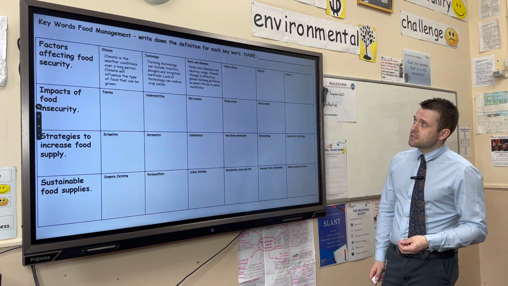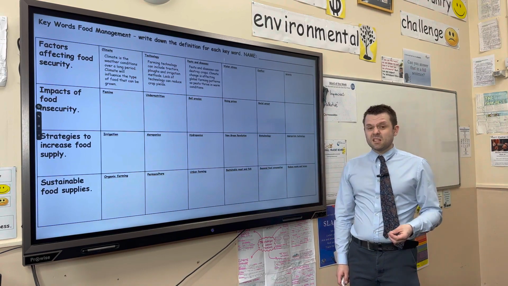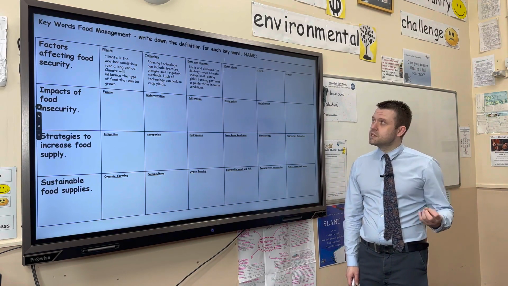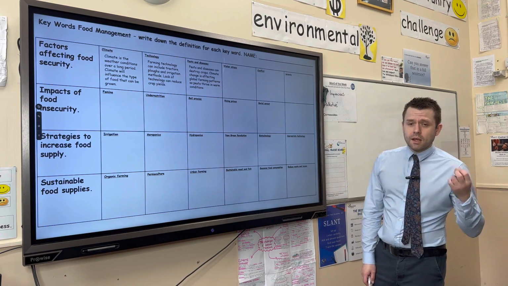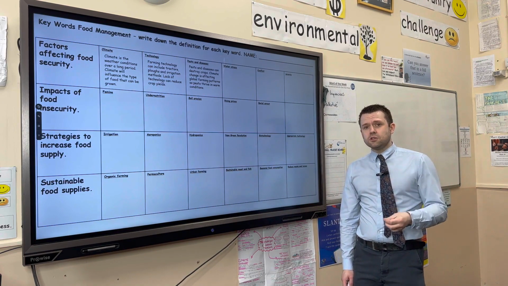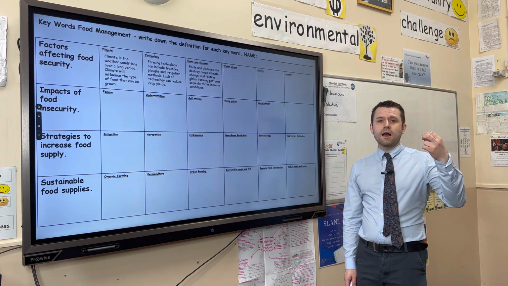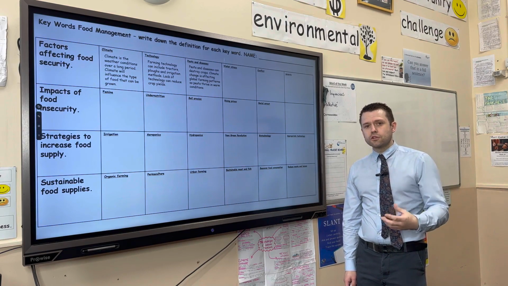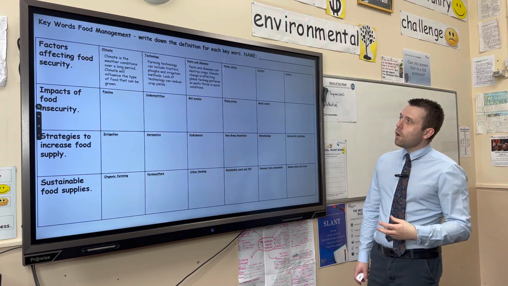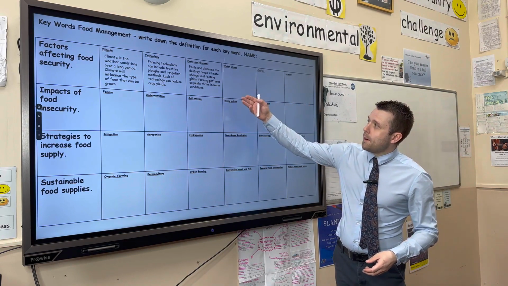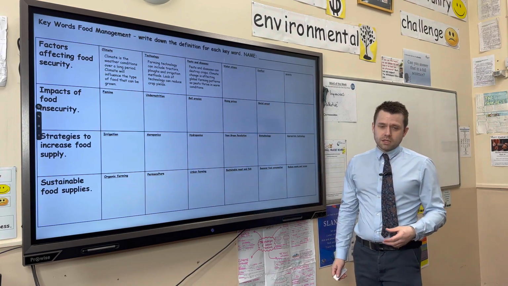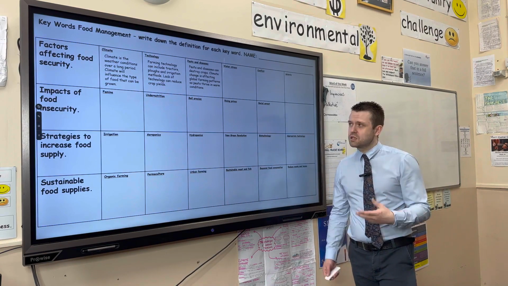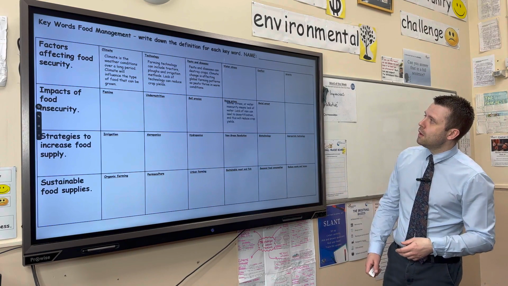The next one is pests and diseases. Pests and diseases destroy crops. Think of insects eating the crops or diseases simply killing the crops. Now, LICs, due to the physical factors where they live, so things like the climate and the soil quality, are more likely to suffer from pests that thrive in the warm conditions. And looking at the development topic, it's a physical factor why LICs generally are poor.